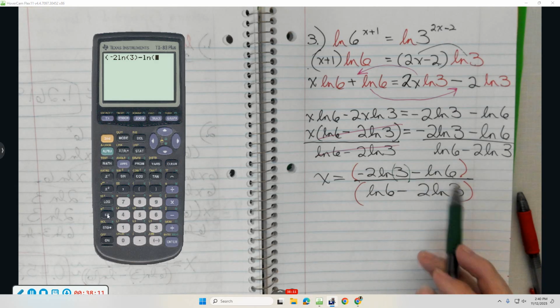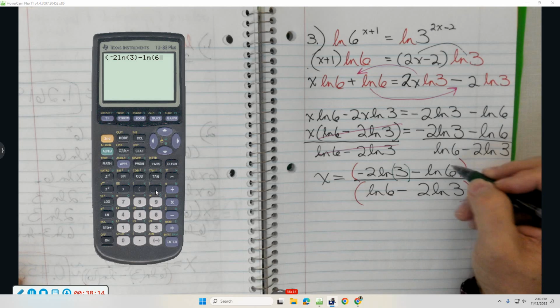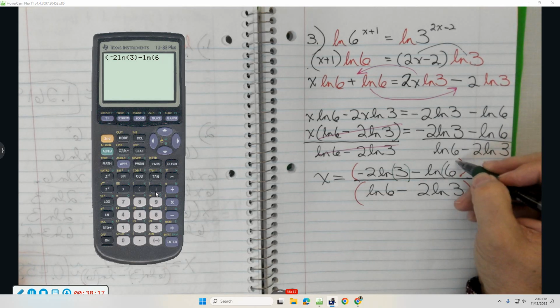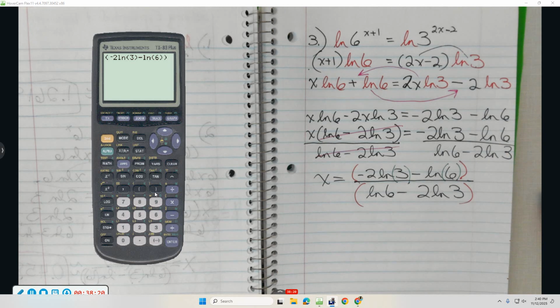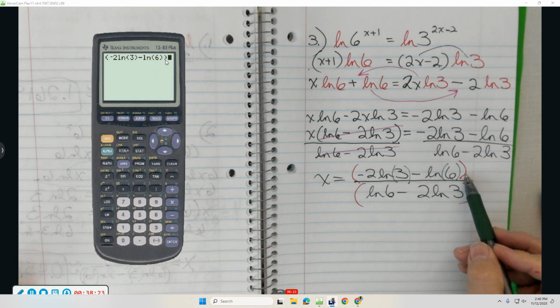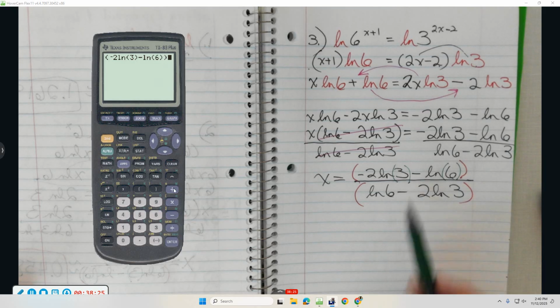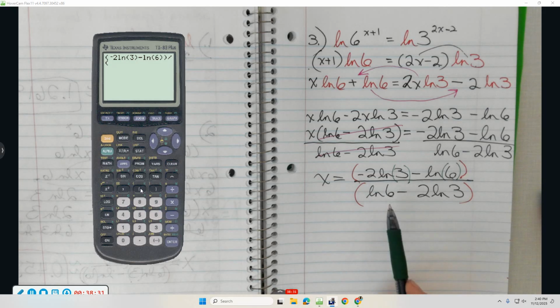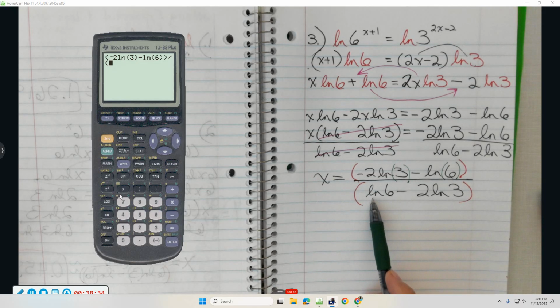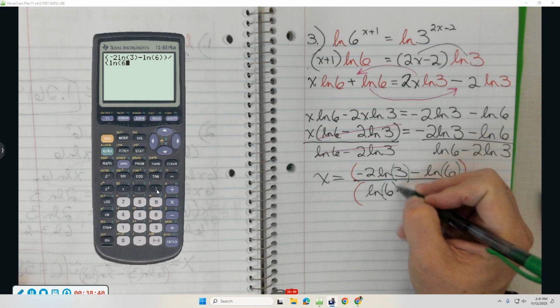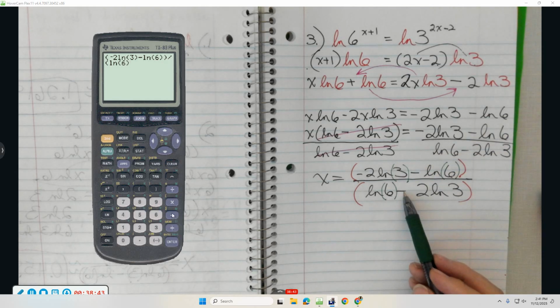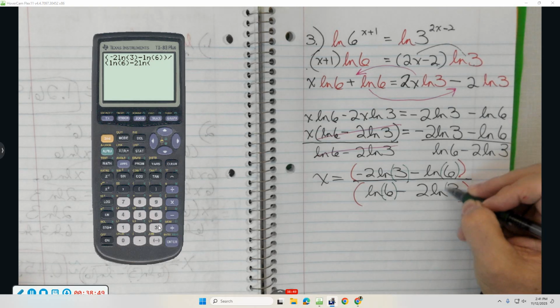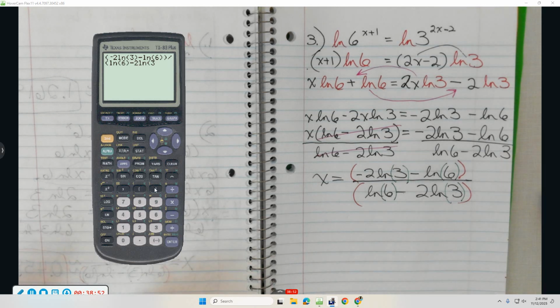Minus ln 6. It opened a parenthesis around the 6, so we have to close it. And then close another. He just closed that red parenthesis right here. Divided by. So he's moved down to the denominator. The first thing he has to type is the red parenthesis, ln 6. It opened the parenthesis around the 6, we have to close it. Minus 2 ln. It opened, so close, close.